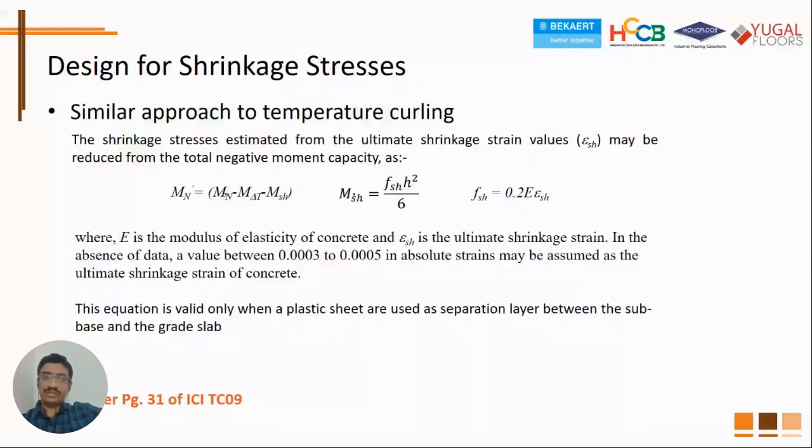Coming to shrinkage, it is a similar approach to temperature curling. You again take off the component from shrinkage also from the negative moment capacity, and basically these equations are given on page 31 of the guideline. Please note that these equations are valid only when you have a plastic sheet. So if you don't have a plastic sheet, the shrinkage stresses are going to go up quite high. So that is the reason why you need to have a plastic sheet here.